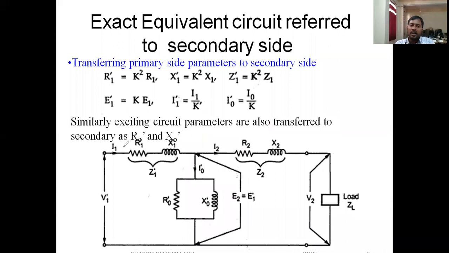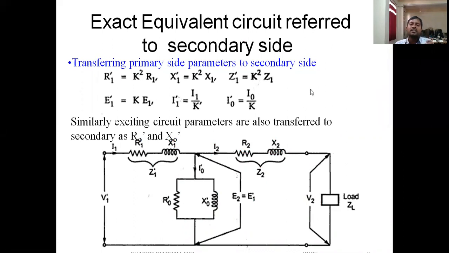Look at this one here: R1 dash, X1 dash, Z1 dash, I0 dash, R0 dash, X0 dash. This is common, and the secondary values will remain the same. I2 will be as it is, R2 as it is, X2 as it is, Z2 as it is, voltage V2 as it is. Only whatever parameters you are shifting become dashes, nothing but R2 dash, X2 dash, or R1 dash, or X1 dash, whatever it may be. These are the exact equivalent circuits referred to primary and referred to secondary.